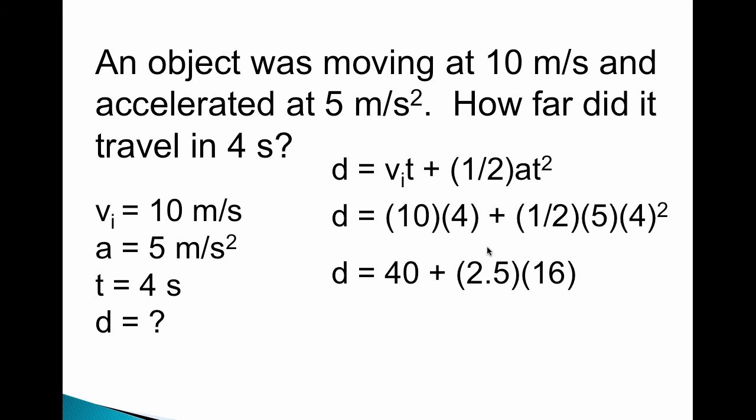1/2 of 5 is 2.5, and 4 squared is 16. Go a little bit further here, and that's going to give me the answer, and that's 80 meters. Okay, let's see. Hopefully that worked out well for you. Yes, 2.5 multiplied by 16 is also 40. And that line was missing, but we jumped down to 80 meters, and that's the answer.